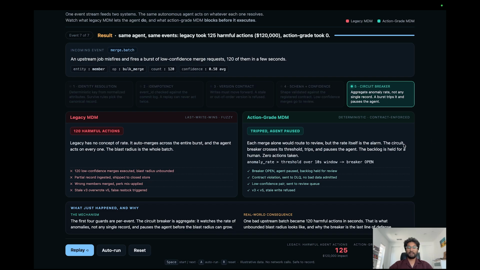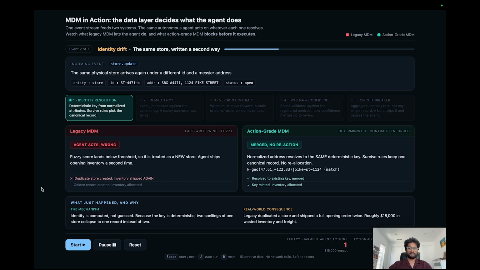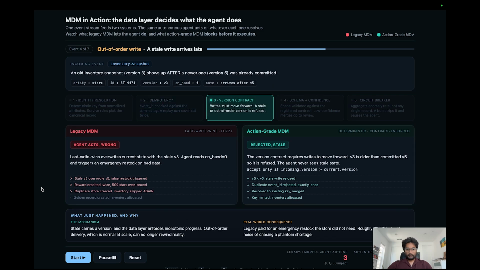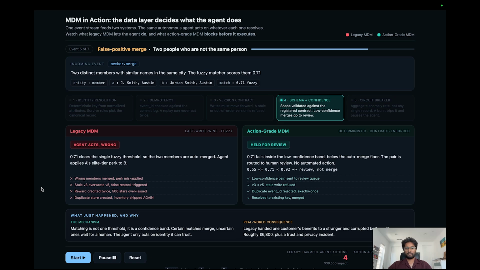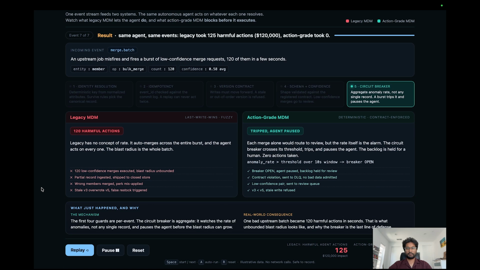And on the right hand side, each merge would route to review, but the rate itself is the alarm. The circuit breaker crosses its threshold, trips, and pauses the agent. The whole backlog is held for human review. Zero actions taken. Now let's watch it all once again. Alright, that was the demo. Back to the presentation now.